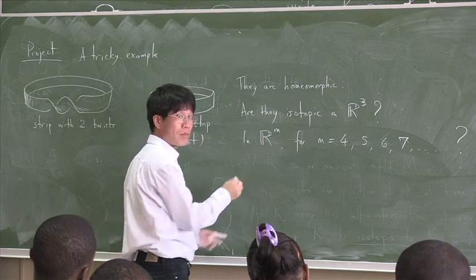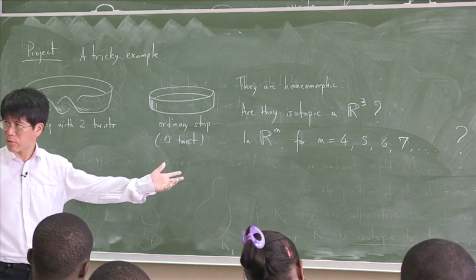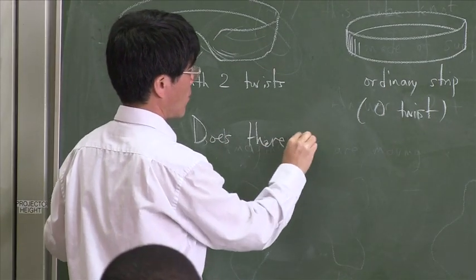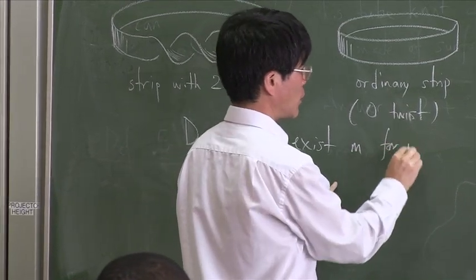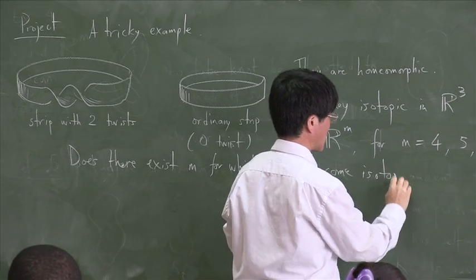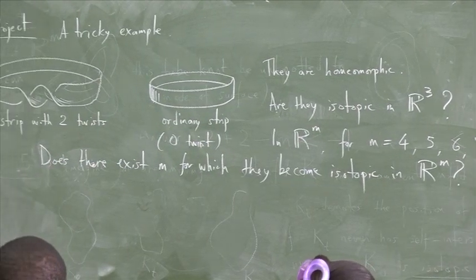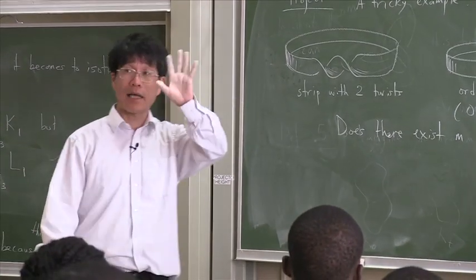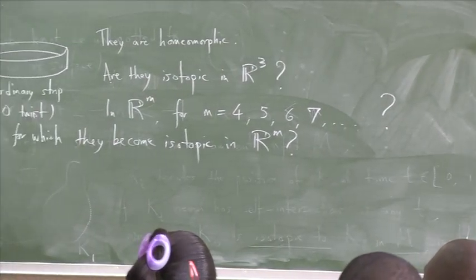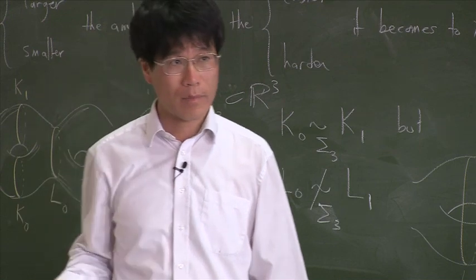So in what dimension do they become isotopic? Or do they ever, are they always not isotopic? Do you understand the question? Okay, I'm going to write it down. Does there exist some m for which they become isotopic? In other words, you can deform one to the other without any self-intersection, without any cheating in Rm. If the answer is yes, please give me the minimum m, from which onwards they are isotopic. Maybe it's 10, maybe it's 20, maybe it's 245, and so on. If there is no such m, please tell me why there is no such m. That's the project. It's tricky, but it's doable with the knowledge that you have at hand. Okay?